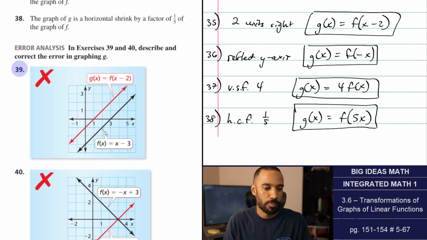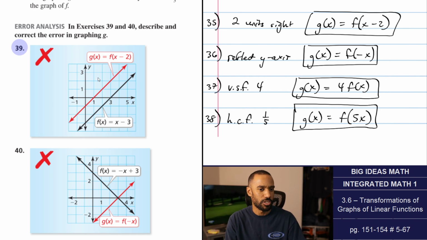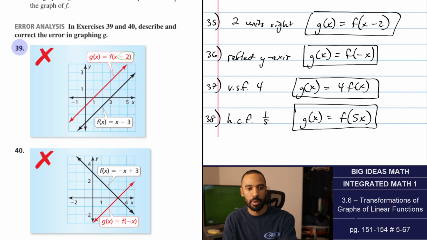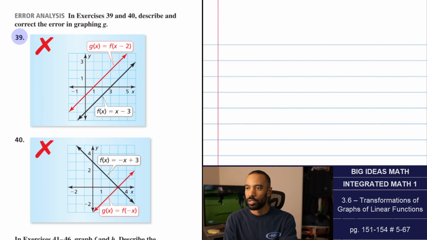All right, in 39 and 40, describe and correct the error in graphing g. They show an f of x minus 2 from this f of x equals x minus 3. We kind of need to graph these ones. They don't show you what the original functions are, though you could probably come up with them. When you see the minus 2, you might think go 2 to the left, and that's exactly what they did, and that's the problem. We actually need to go 2 to the right. Remember, you do the opposite of what's inside there. So in correcting that error, we should be translating to the right, not to the left.